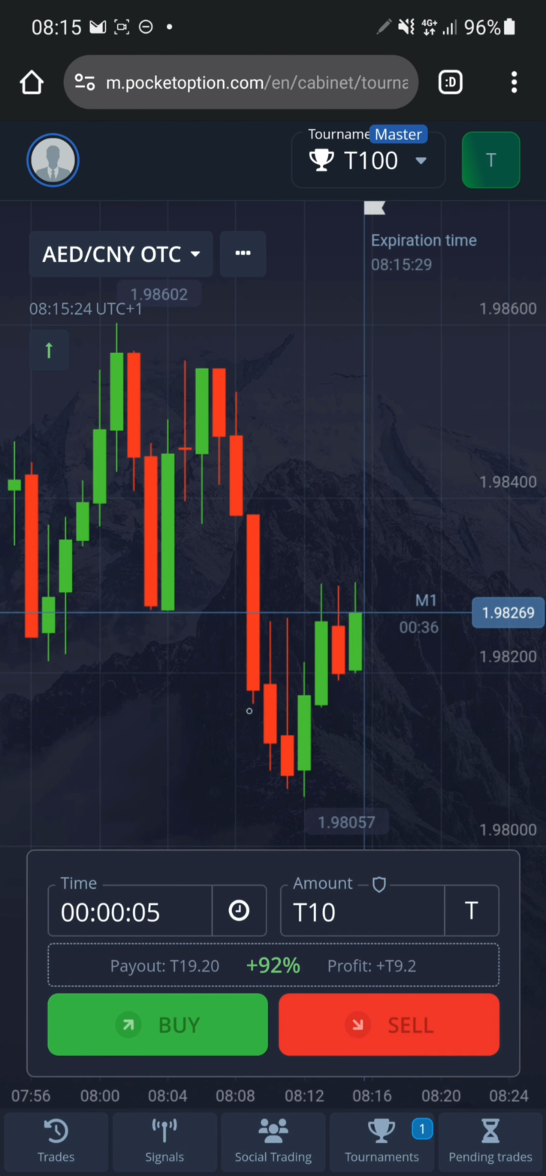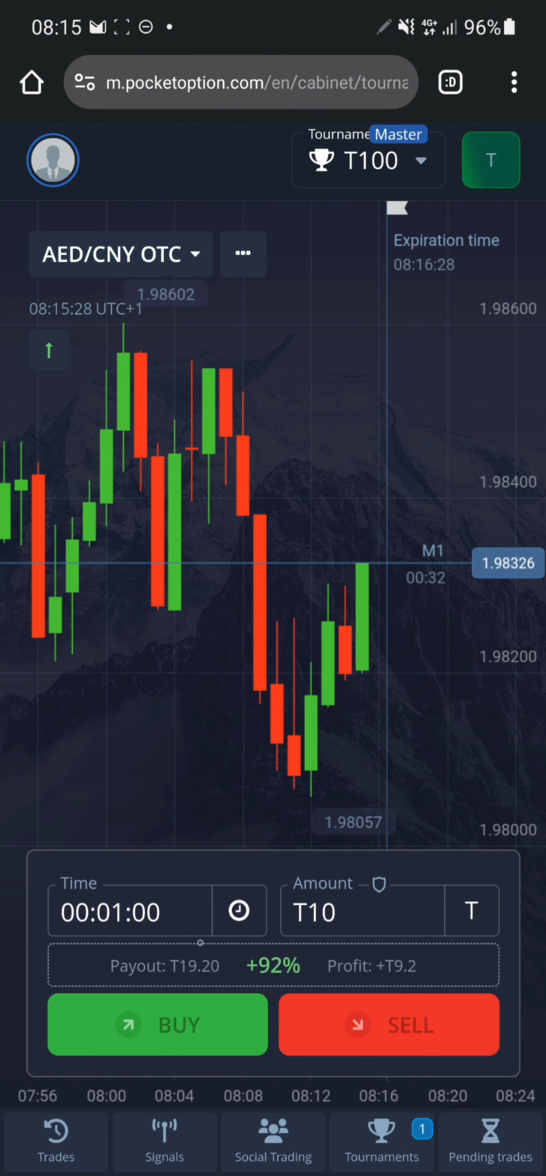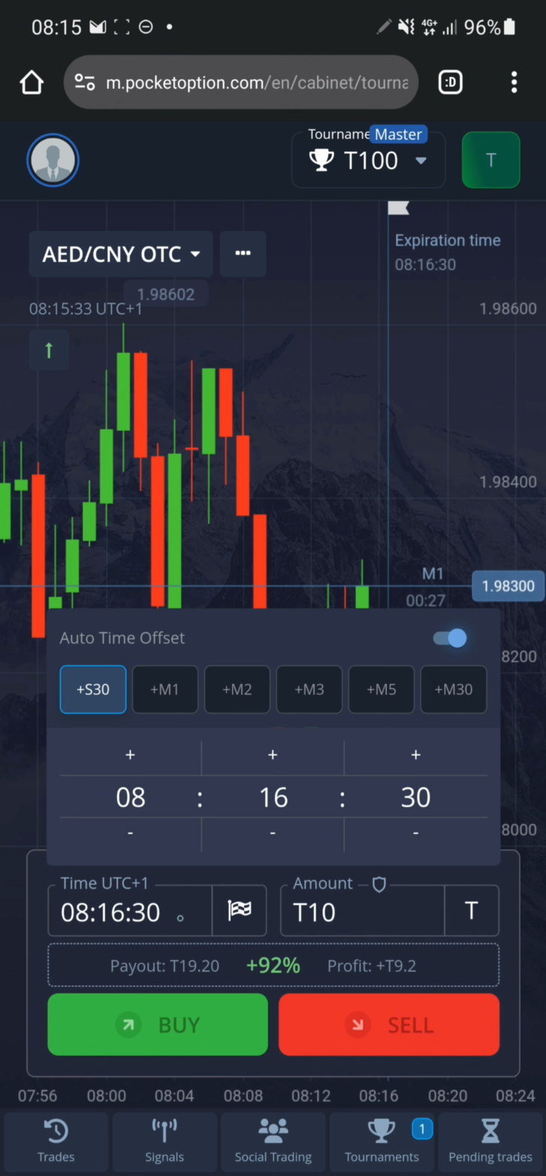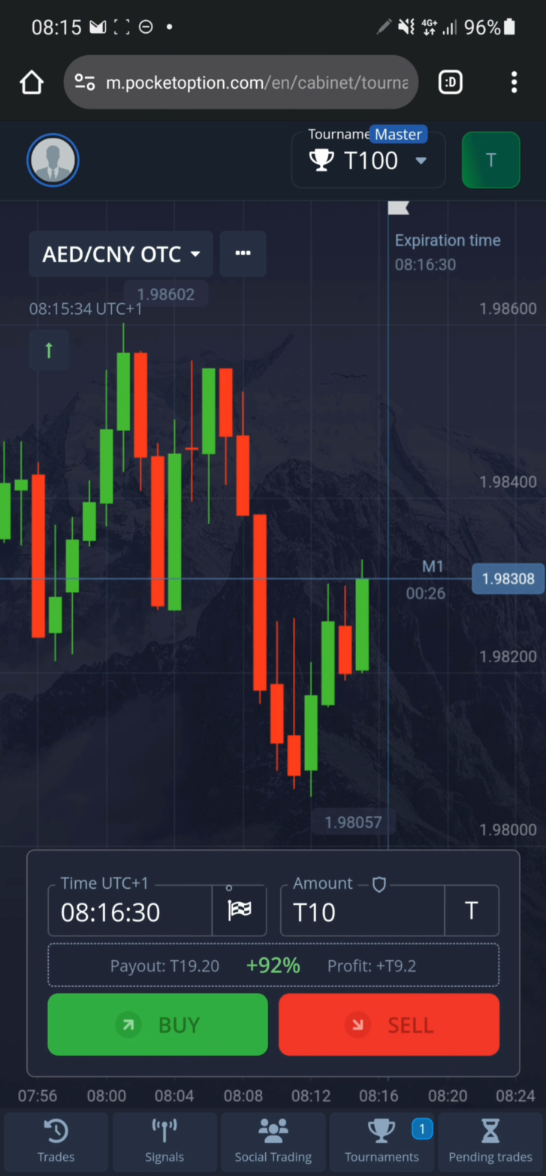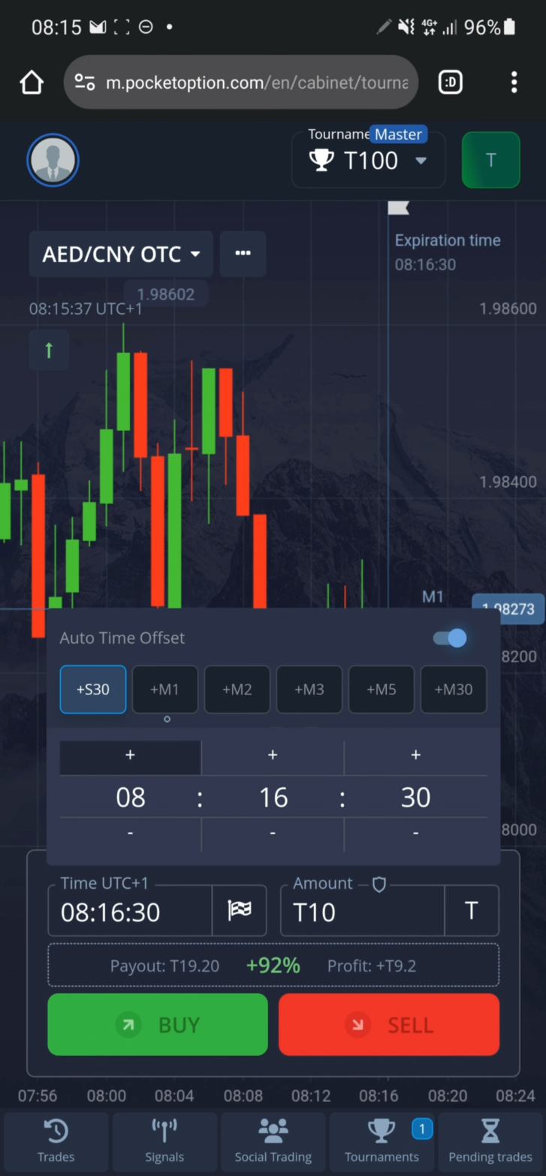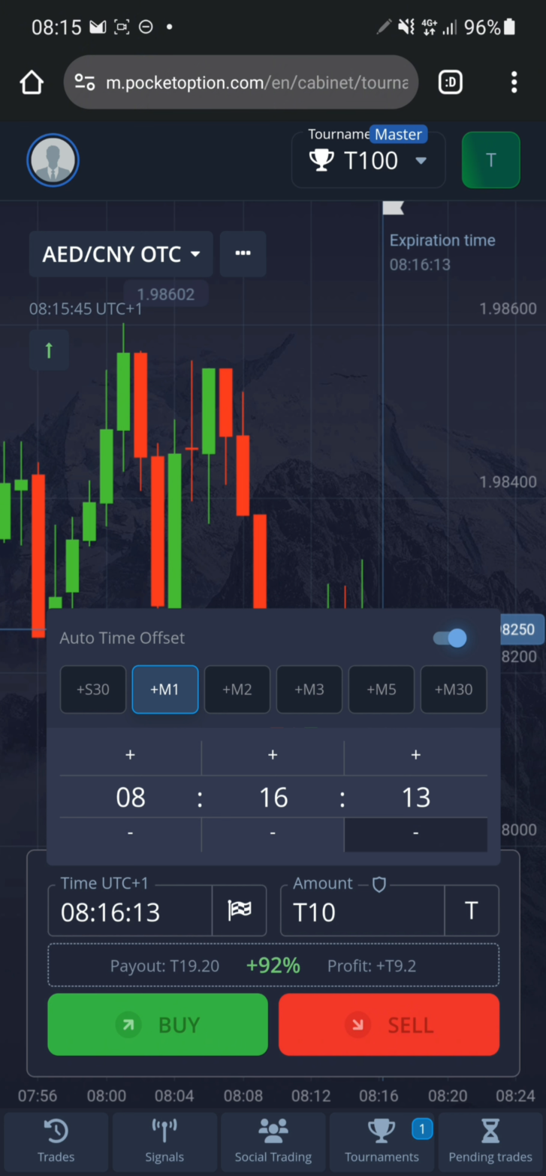I'll choose M1. Then in this trade time section, I'm going to choose M1 here, but I'm actually going to use the automatic one. So I'll click on this one, I'll switch to automatic, then click this time and choose M1. Then make sure that this last one is 00. So that's very important so that we can take trades with margin of safety if need be.